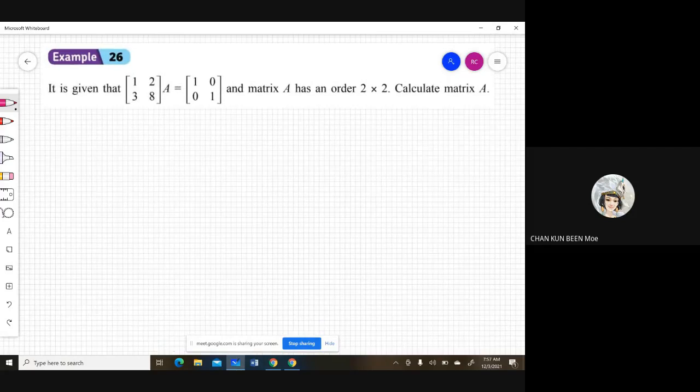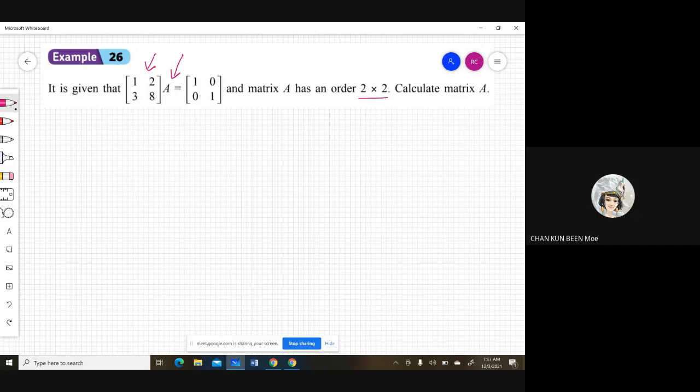It is given that this matrix over here multiplied by A is equal to the identity matrix, 1, 0, 0, 1. And matrix A has an order of 2 times 2. Everything is 2 by 2. So you have to calculate the matrix A.